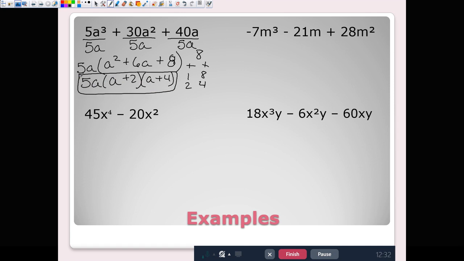Okay, my next one, is it in standard form? No. I need to write this in standard form. So I'm going to have negative 7m to the third plus 28m squared minus 21m. So now is it in standard form? Yes. Now it says always start by factoring out the GCF. So what is my GCF going to be? 7m. And because our first term is negative, we're going to make it a negative 7m as our GCF. So I'm going to divide everything by negative 7m.